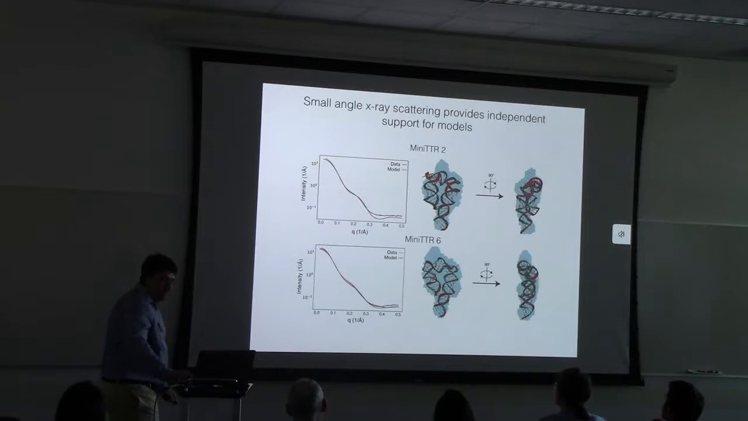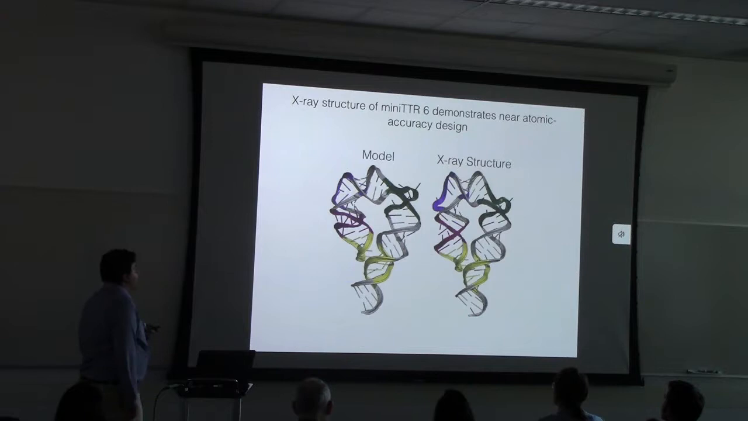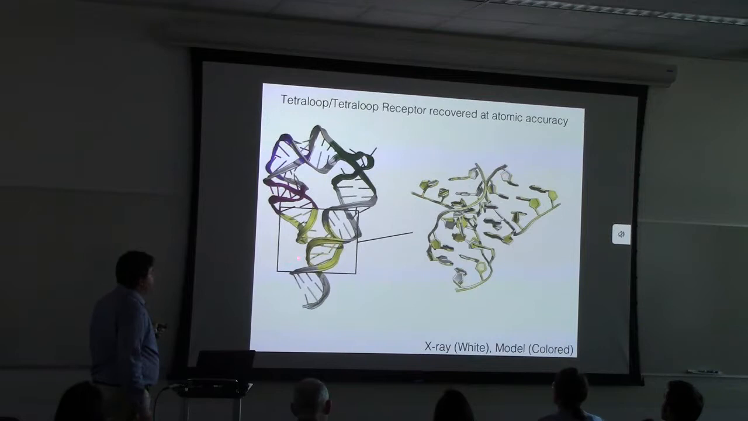But ultimately, with Jeff Keefe's group at UC Denver, we solved the crystal structure of mini TTR 6. And here's our model, and here's the X-ray structure, and you can see many parts of them are very similar. So the touch-loop-touch-loop receptor is almost atomically accurate. It is atomically accurate. It's almost identical.